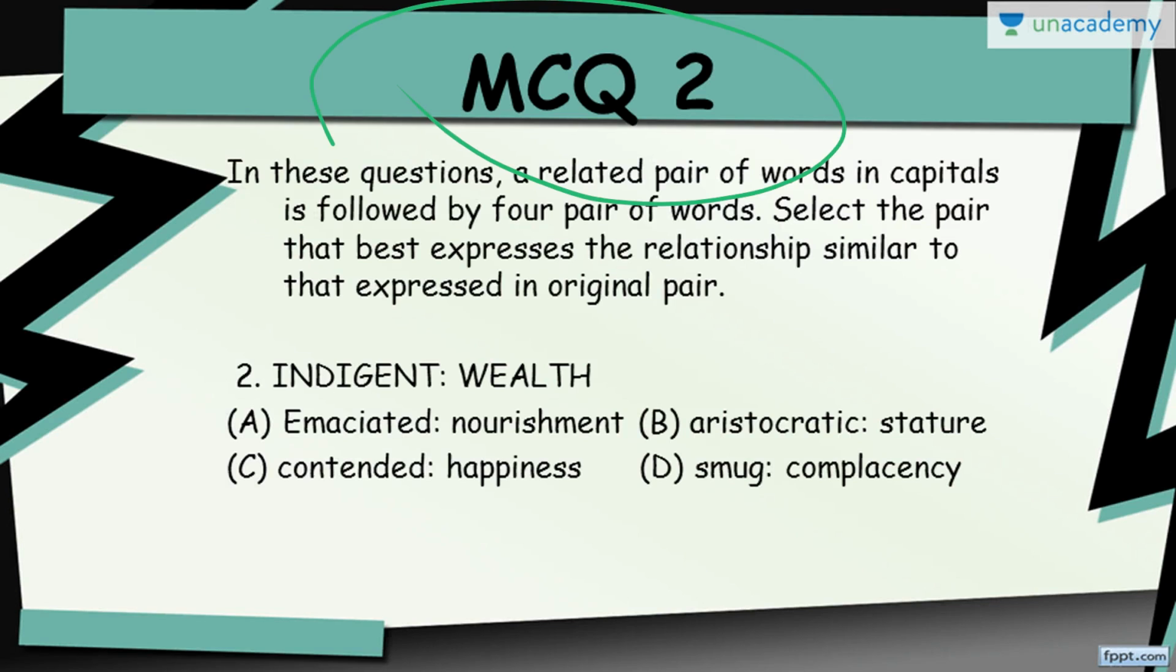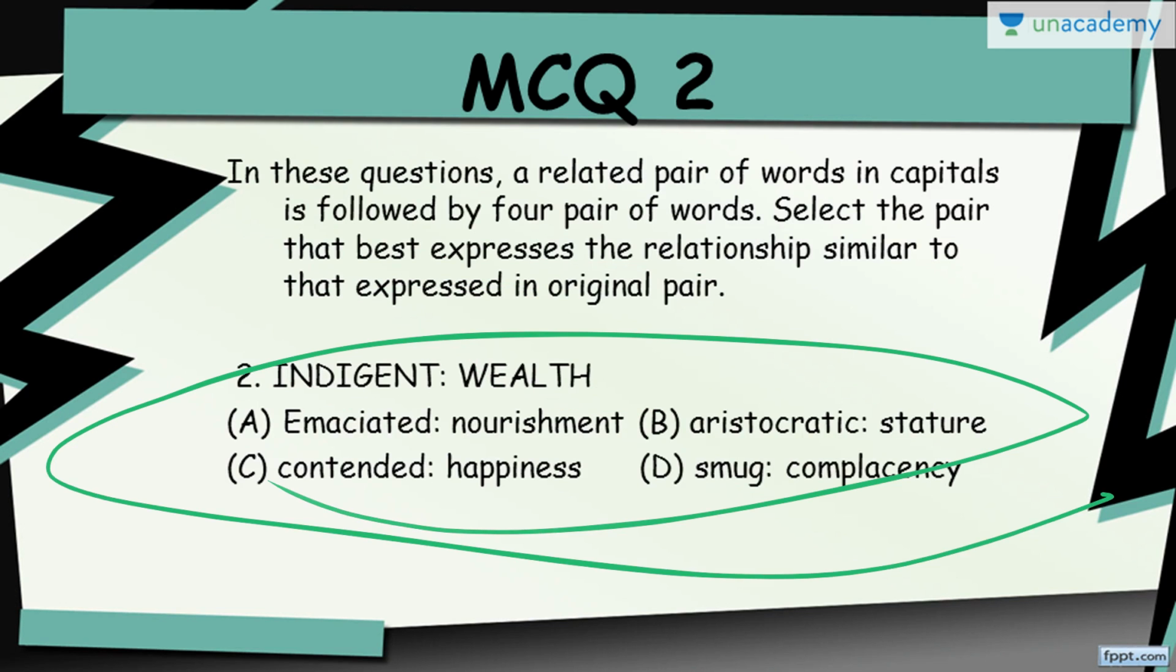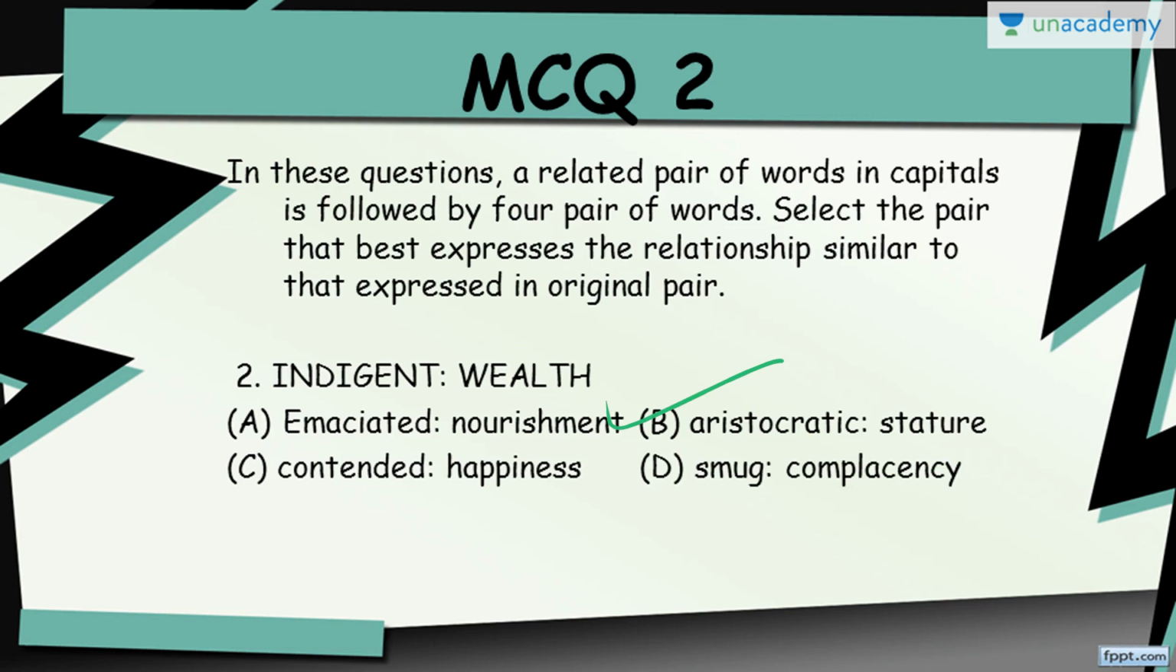In these questions, a related pair of words in capitals is followed by 4 pairs of words. Select the pair that best expresses the relationship similar to that expressed in the original pair. So the original pair says indigent and wealth. The relationship which we find in this, we have to find in any of these 4. So the options are A, emaciated, nourishment, B, aristocratic, stature, C, contented and happiness, and D, smug and complacency. You can think of the answer in 10 seconds.